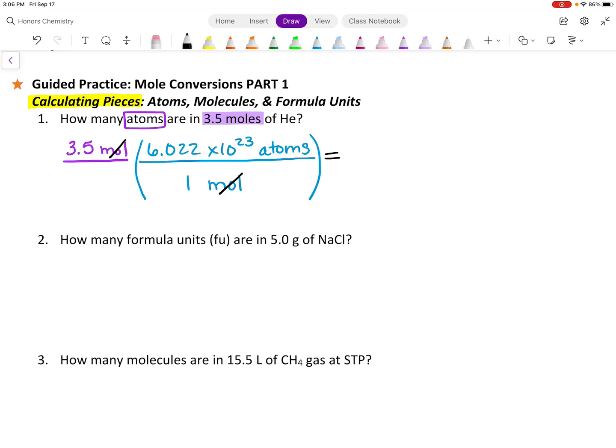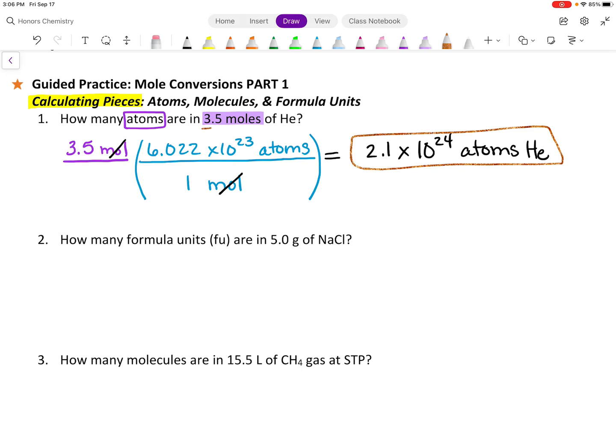Okay, so the math on this: we multiply across the top, multiply across the bottom, and divide top by bottom. In this case, it's going to be 3.5 times Avogadro's number. When we do that, we get 2.1 times 10 to the 24th atoms of helium. That is assuming that we are using 2 significant digits. We had 2 values in our original number, and that is the number that determines the number of significant figures that we have.